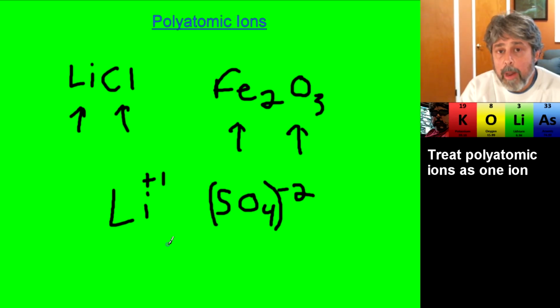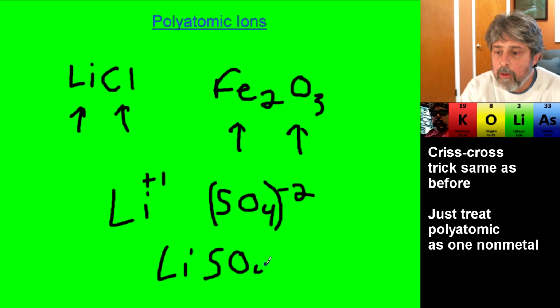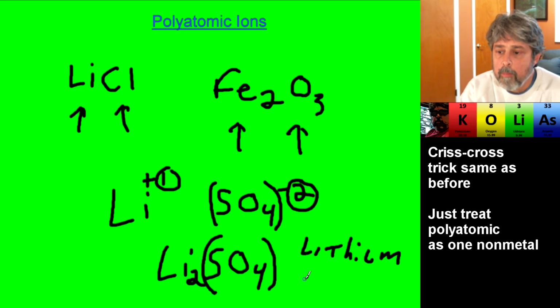Okay, so when we're going to bind these together, we're just going to take the lithium, take the sulfate, put them next to each other, and then we're going to crisscross the charges like we did before. The 2 from the sulfate is going to cross over. We're going to put it after the lithium, and because the lithium has a 1, we're going to cross that over, and we would put it outside here, but we don't write 1s, so we're done. This would be lithium sulfate.